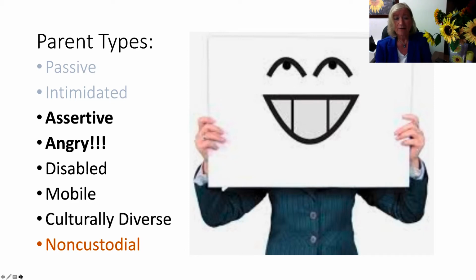Another type of parent is the culturally diverse, who are non-English speaking, and we need interpreters. If we know that a parent does not speak English, then we need to have an interpreter available. Do not use children, siblings, brothers and sisters to interpret, because many times we're talking about confidential information. If you bring a child in and they're talking about a younger brother or sister, that child really does not need to be aware of certain things that are going on with brothers and sisters.